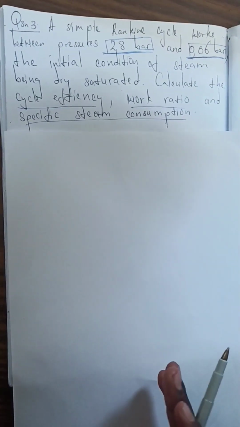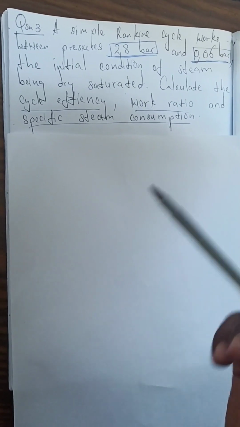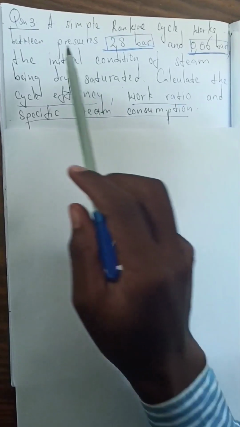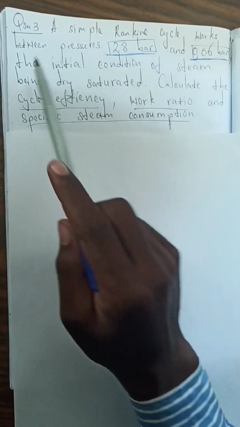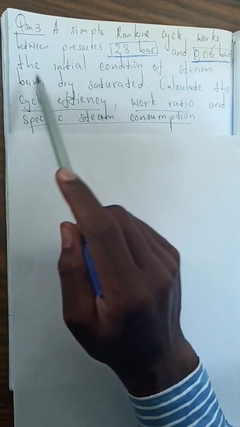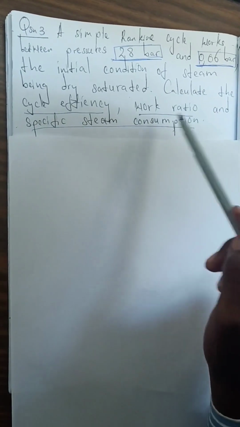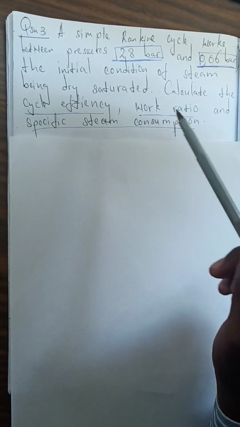Today we are looking at the Rankine cycle, but mainly focusing on how to interpolate these given values. So here we are given our question, which says a simple Rankine cycle works between pressures 28 bar and 0.06 bar. The initial condition of the system is dry saturated. Calculate the cycle efficiency, work ratio, and the specific steam consumption.